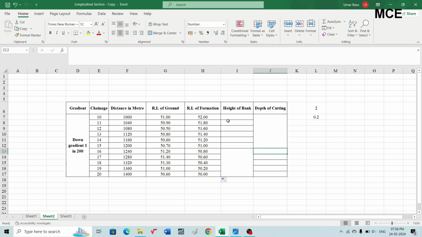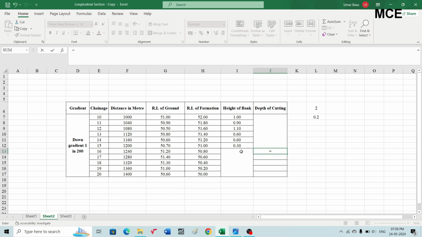So our height of bank from chainage 10 to chainage 15 will be equal to reduced level of formation minus reduced level of ground, which is 1 meter for the first chainage. Select this 1 meter and drag it till chainage 15, and you will get the height of the bank from chainage 10 to chainage 15. Thereafter we will have a depth of cutting.